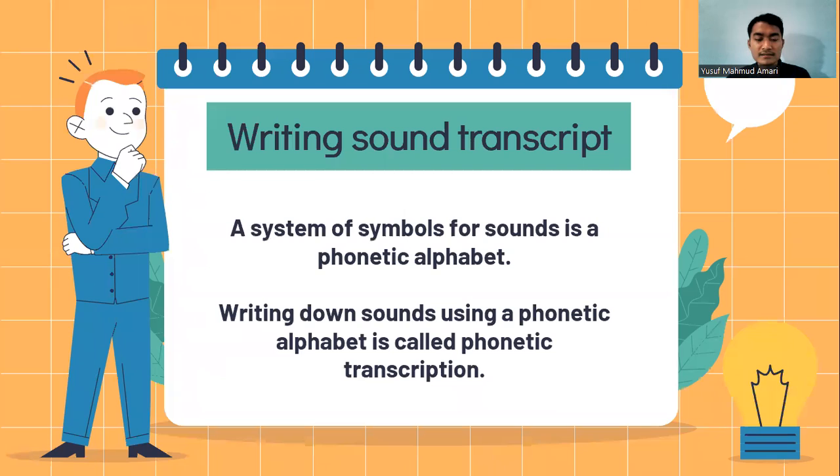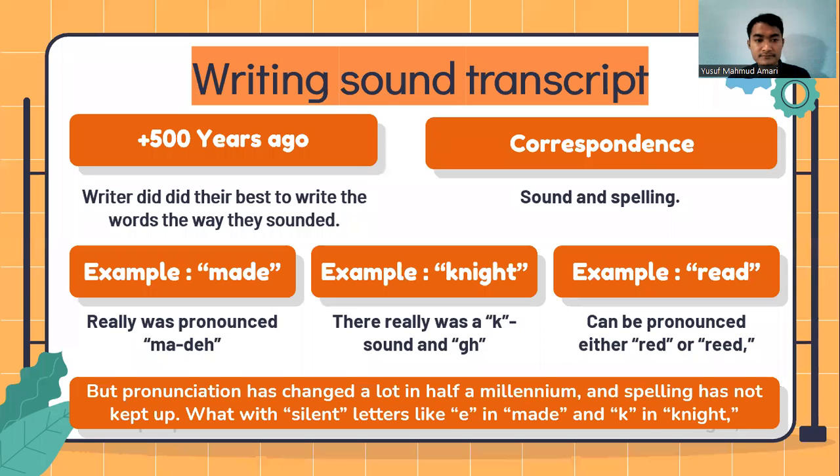And then writing sound transcripts. A system of symbols for sound is a phonetic alphabet. When we are writing down a sound using the phonetic alphabet, it's called phonetic transcription. The writer did their best to write the word the way it sounds, so the sound and spelling must correspond.